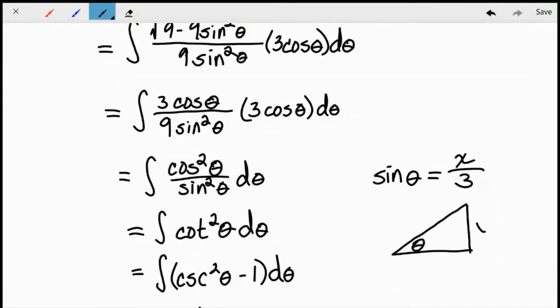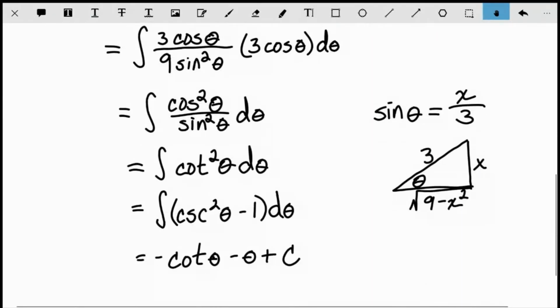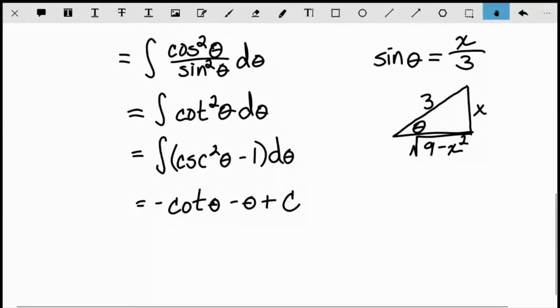The opposite side would be x. The hypotenuse would be 3. That means that this side would be the square root of 9 minus x squared. Notice that we've got some of those same expressions that were in the original integral, the square root of 9 minus x squared, that showed up again now when we create this triangle.